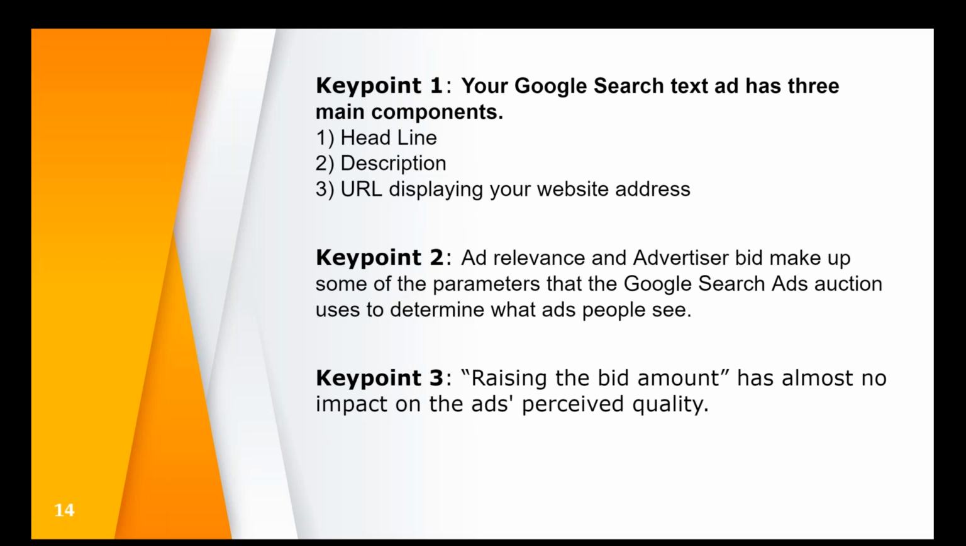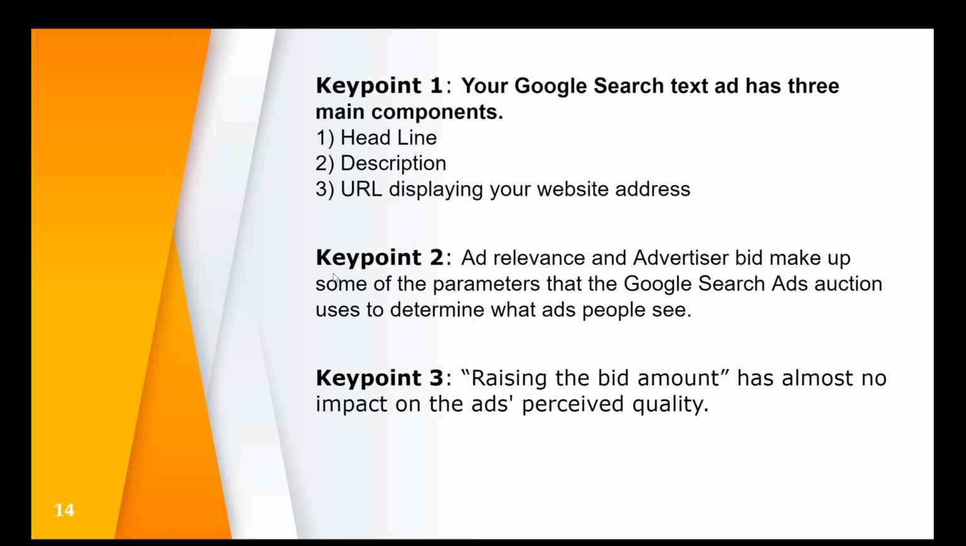So key points, very important. You need to memorize this. You need to understand this. Your Google Ads search text ad has 3 main components: headline, description line, and the URL displaying your website. Do you guys agree on this? Headline, description, and the display URL.